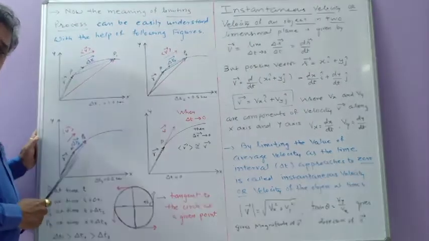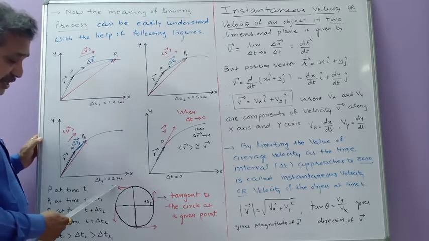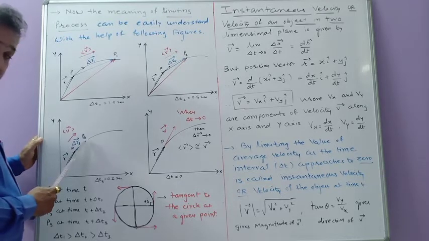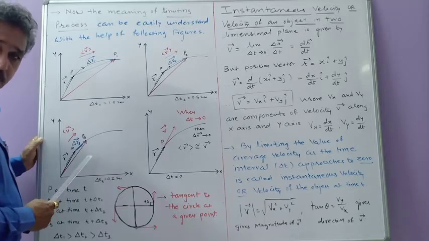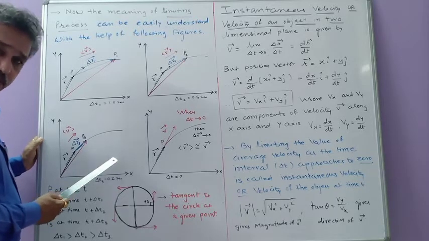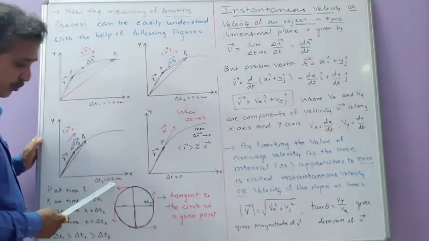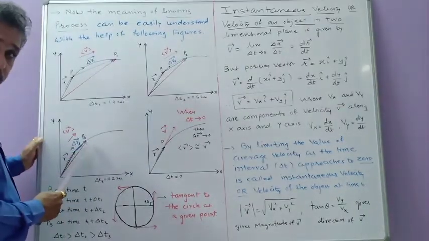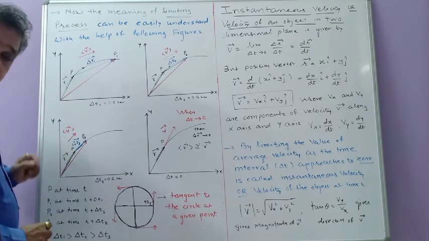Now I take a third diagram, and in the third diagram I am taking the time interval Δt3 as 0.2 second. That means P is the position at time 5.0 seconds and P3 is the position at 5.2 seconds. So the time interval 5.2 minus 5 becomes 0.2. So this is the third time interval Δt3. 0.2 second is smaller than 0.5. That's why the P3 position is found to be again very close to the initial position P.